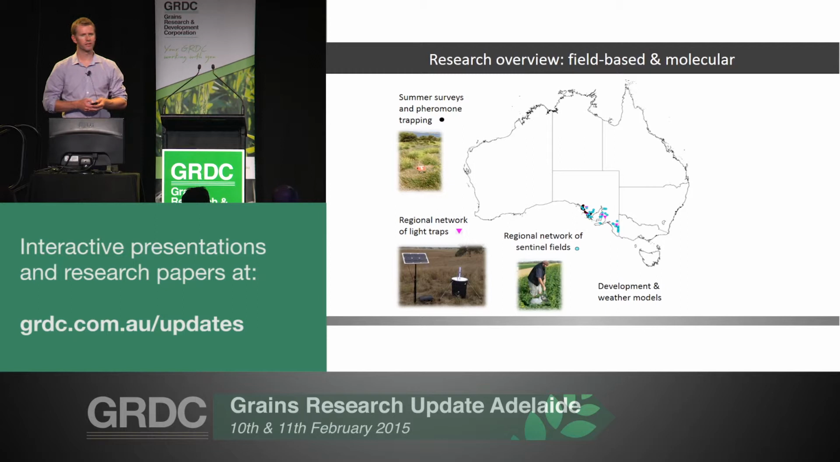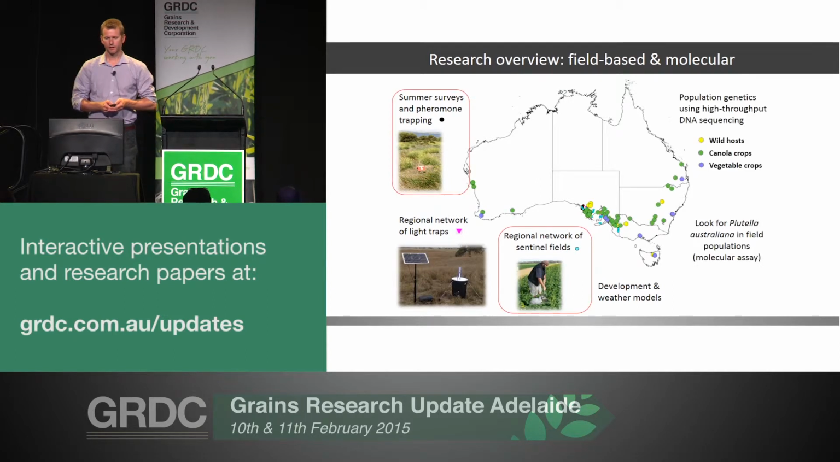A regional network of sentinel fields was used last year to monitor the timing of first colonisation of crops by DBM. I'm using development and weather models to try and interpret some of that field data. And a large component of the study is population genetics, looking at gene flow between different regions and hosts. And thankfully there was quite a lot of DBM around last season, as many of you will know. And I had a lot of assistance from many of you, but also interstate colleagues in collecting a large amount of biological material for a thorough study this year.